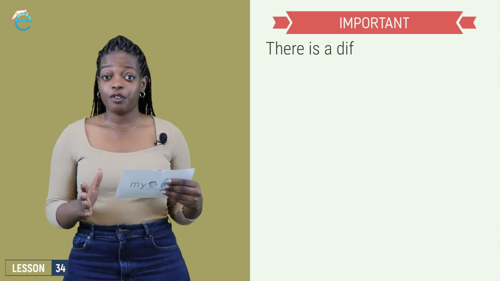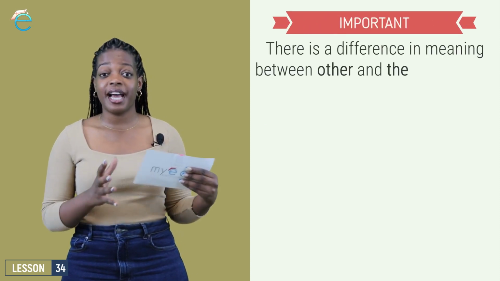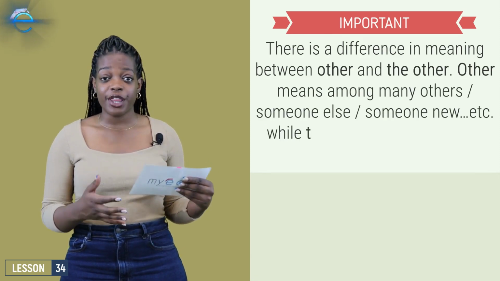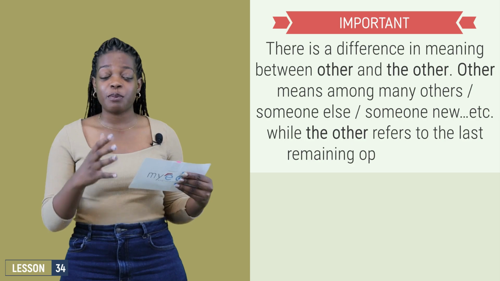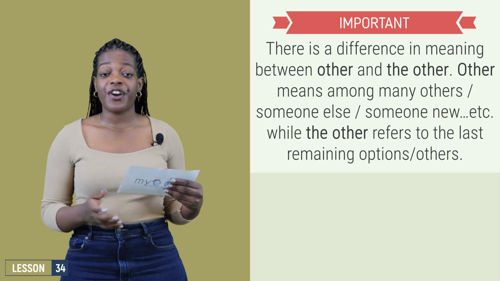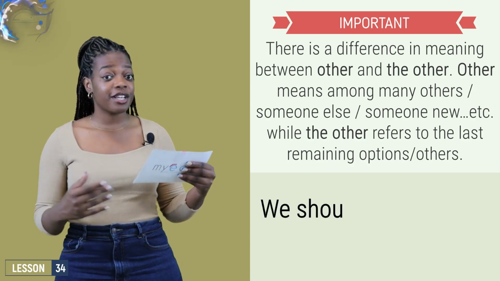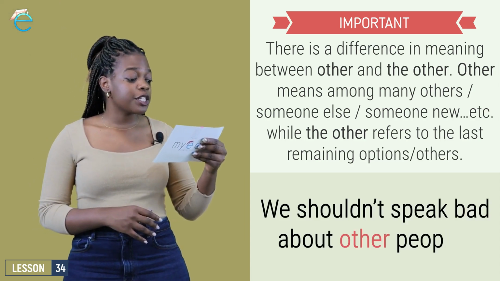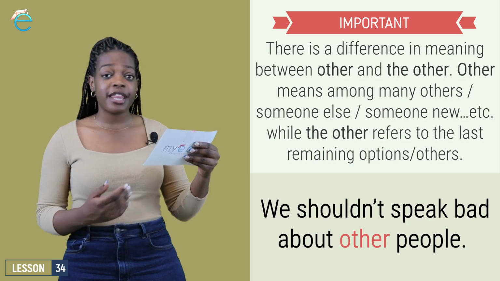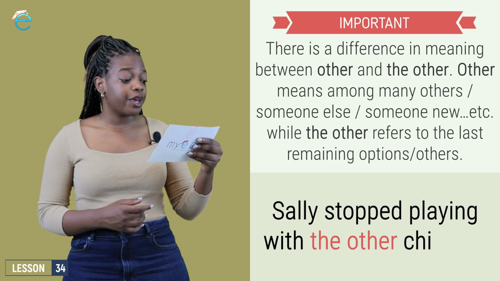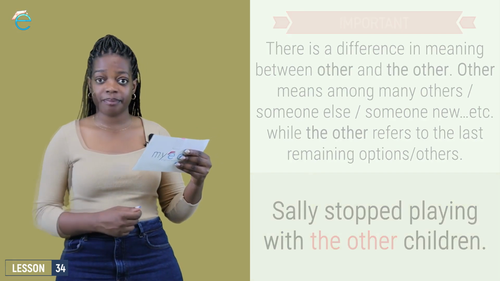Even here in the plural form, there is a difference between others and the others. When we speak about the others, I'm speaking about the specific last options, whereas others refers to one among many. For example, we shouldn't speak badly about other people. Or, Sally stopped playing with the other children.